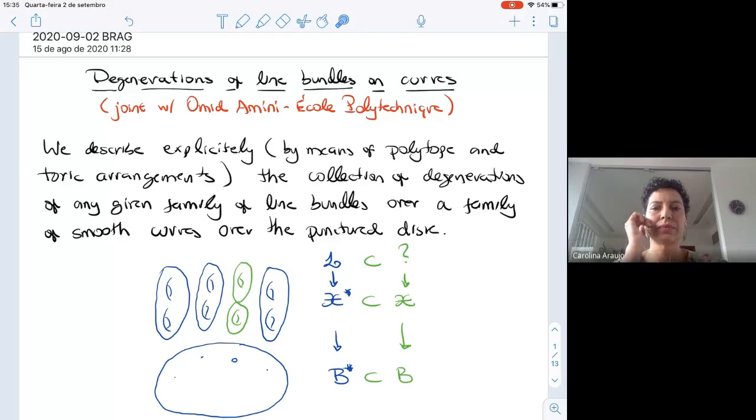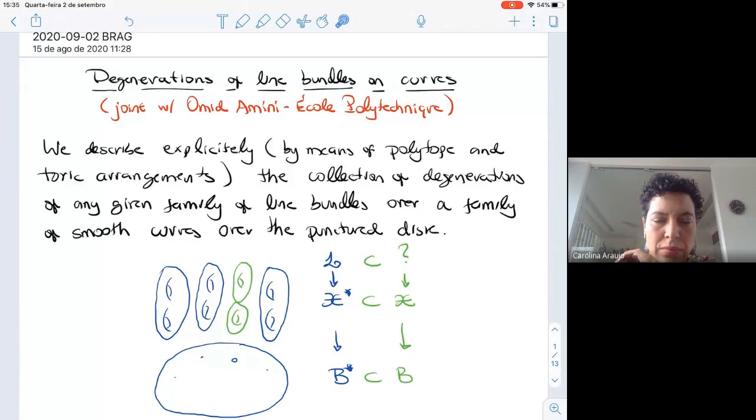So I will state what we prove. And what we prove is exactly this. We describe explicitly collections of degenerations of line bundles over families of smooth curves. So maybe the drawing explains this a bit. I have a family of smooth curves over a punctured disk, B star. I can extend this family by stable reduction, modulo base change, to the center of the disk by adding a stable curve.